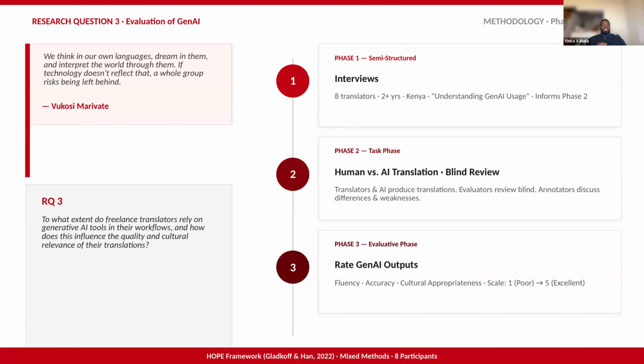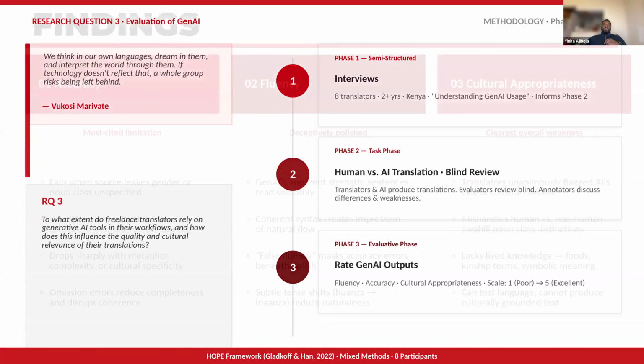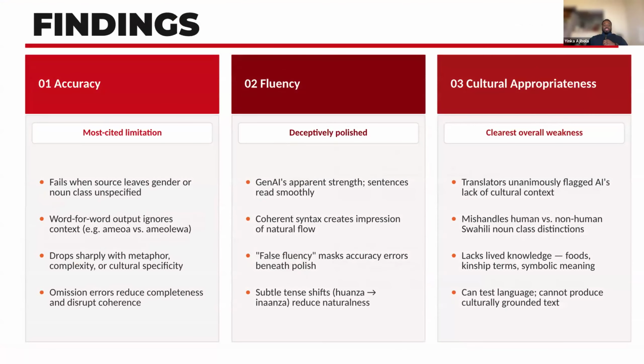The second phase was a translation experiment where both the translators and the generative AI output, by ChatGPT, translated a set of English sentences, and they were made directly to compare, and the human translators compared these outputs side by side. The final phase used the HOPE framework, which is a human-centered evaluation approach based on professional post-editing practices as well.